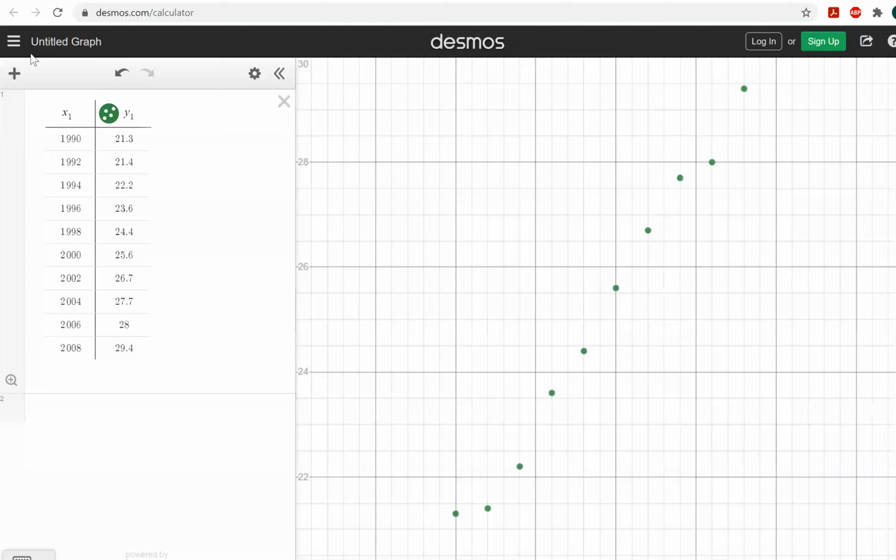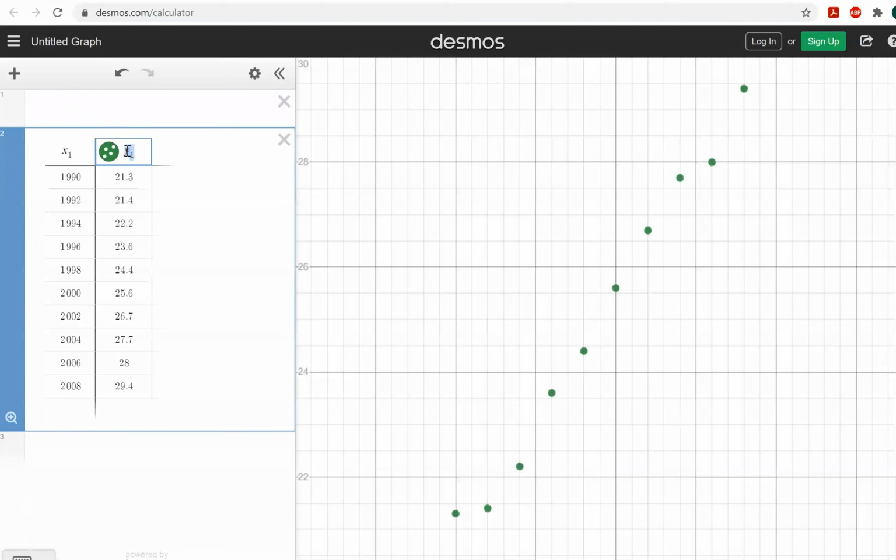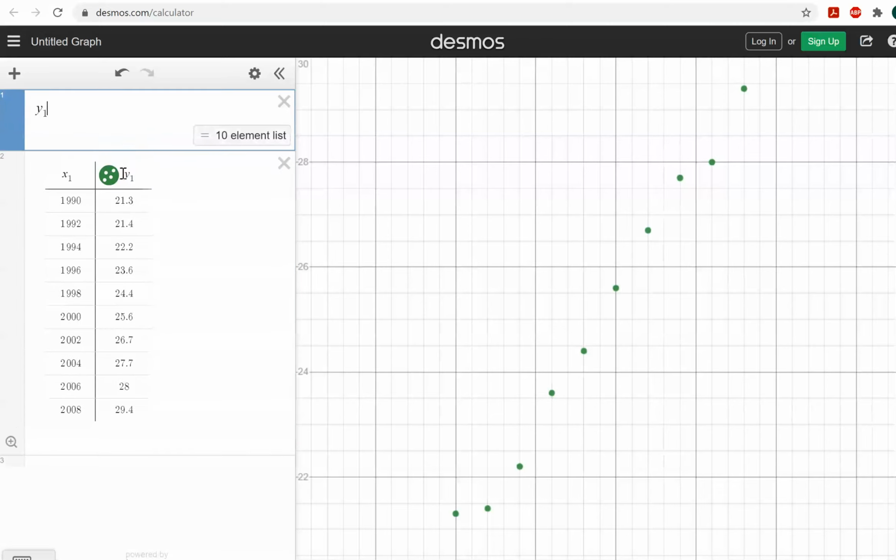So what we're going to do is go to that plus symbol again, and we're going to add an expression. For this expression, we want to type in y1, and you could type this in with a keyboard, but what I did is you can just highlight y1 from the table, Control C, Control V. So you can just copy and paste it from the table.